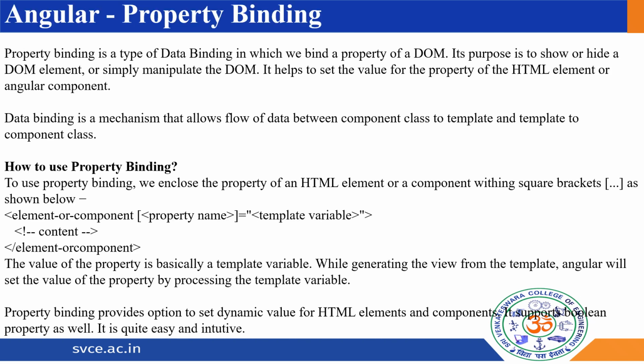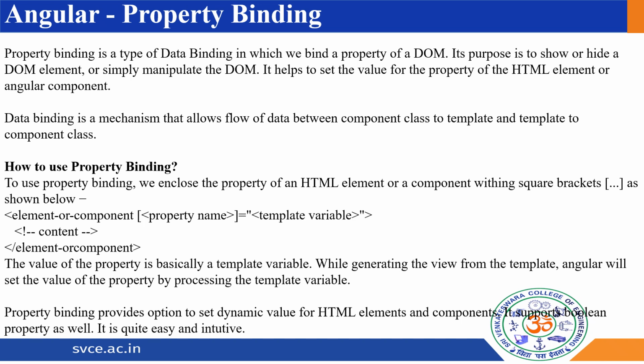The next one is property binding. Property binding is a type of data binding in which we bind a property of a DOM element. Its purpose is to show or hide a DOM element or simply manipulate the DOM. It helps to set a value for the property of the HTML element or Angular component. Data binding is a mechanism that allows flow of data from the component class to the template and from the template to the component class.